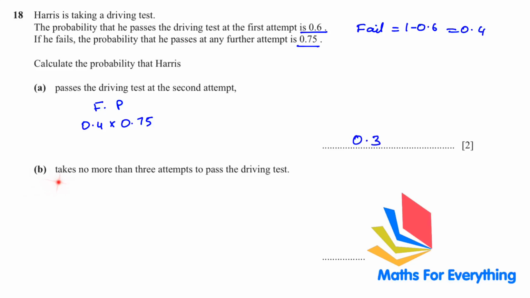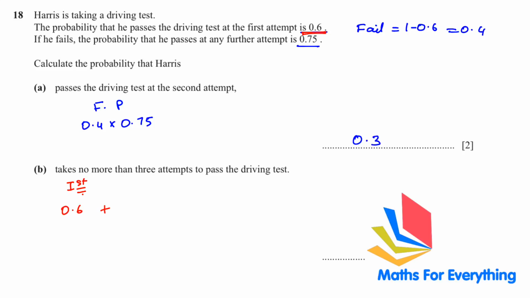Part B: takes no more than 3 attempts to pass the driving test. This means that he could have passed in the first attempt. If he passes in the first attempt, what is the probability? 0.6.